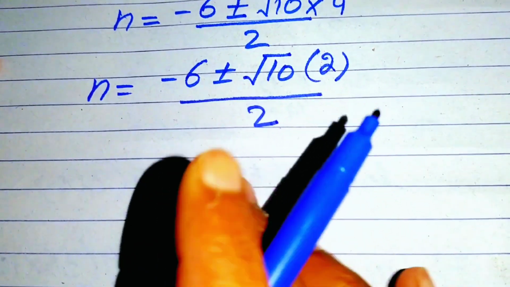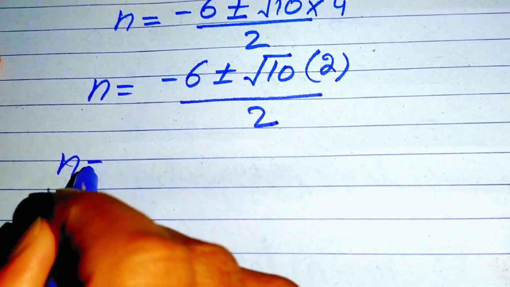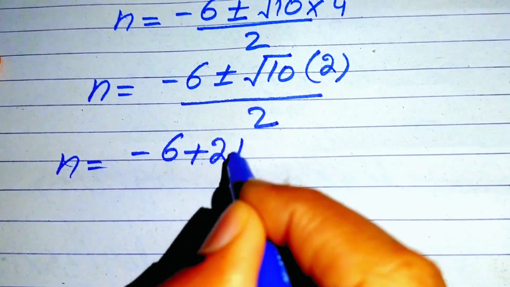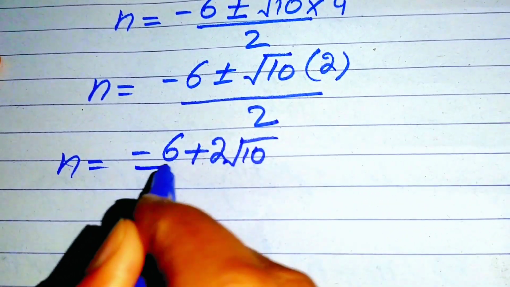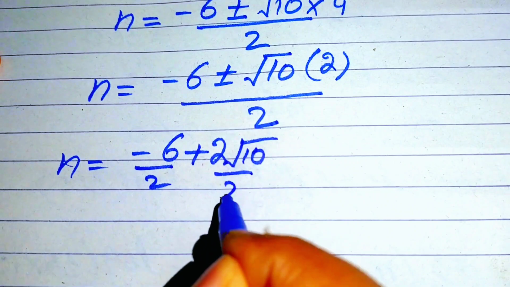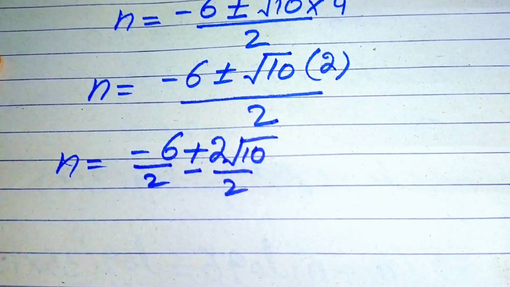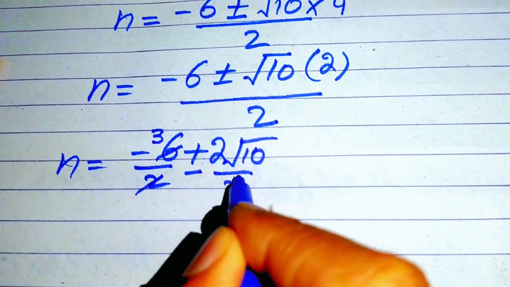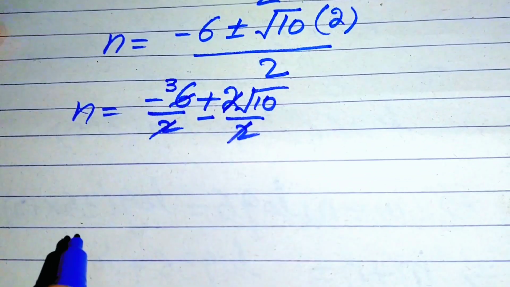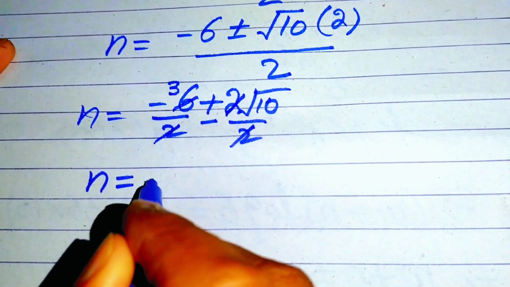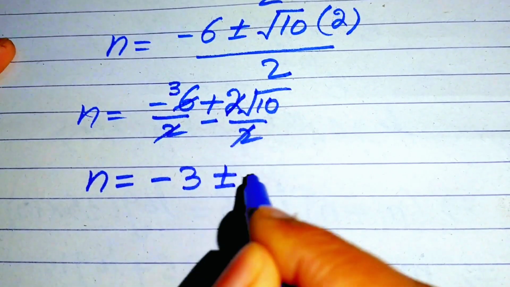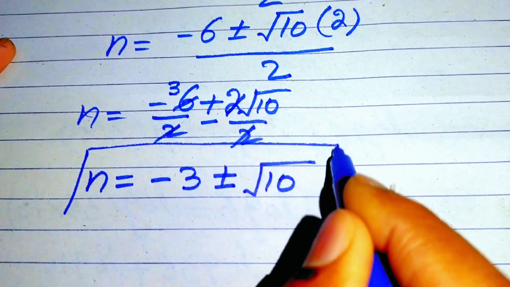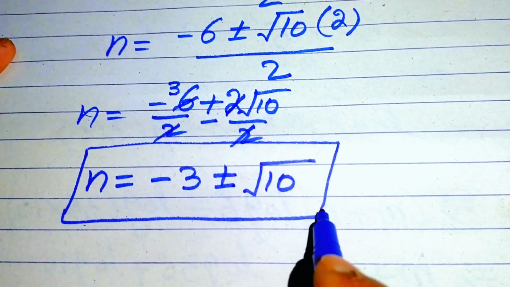So here we separate these terms, and we get n equals to -6 plus 2 times square root of 10, divided by 2. So we separate these terms and we write in this form. Okay, so now we divide these terms, and you get 2 times 3 is -6, and these two are cancelled by each other, and we get our n equals to -3 plus minus square root of 10. So these are the other two roots of the given equation.